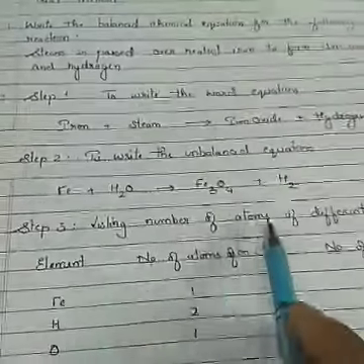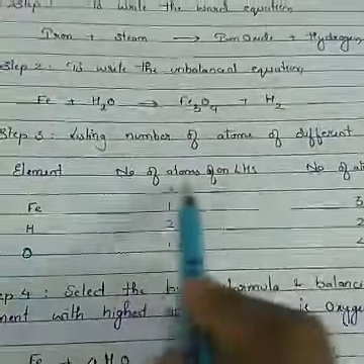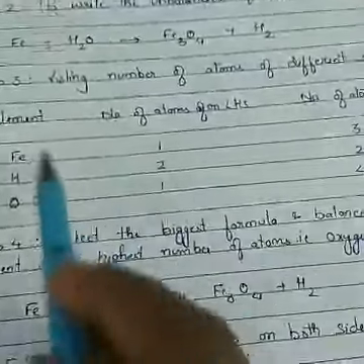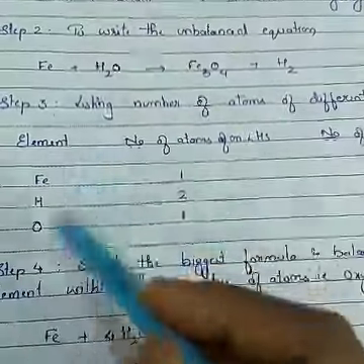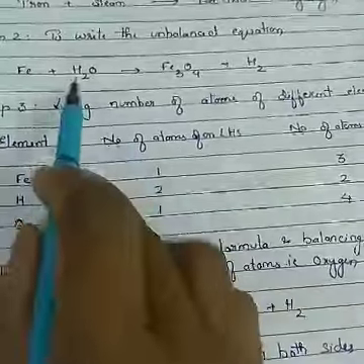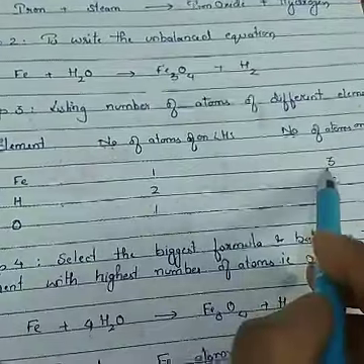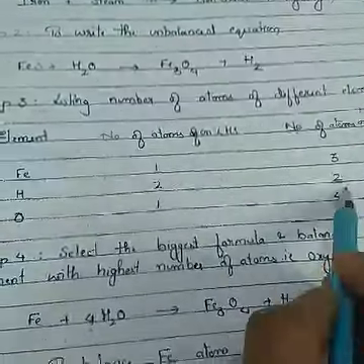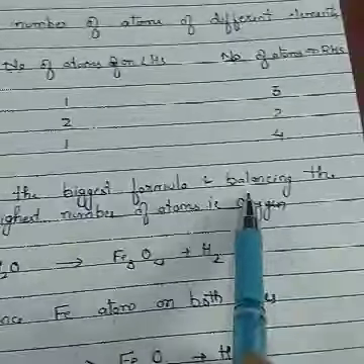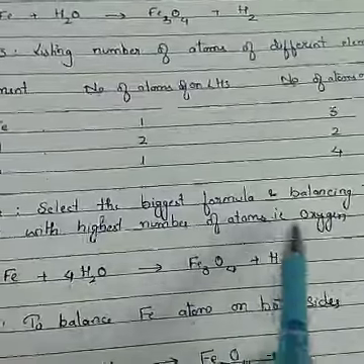Step 3. Listing the number of atoms of different elements. Write element, number of atoms on left hand side, number of atoms on right hand side. We have 3 elements: Fe, H and O. On the left hand side, iron 1, hydrogen 2, oxygen 1. Similarly, on the right hand side we have 3 atoms of iron, 4 oxygen and 2 hydrogens. Now step 4. Select the biggest formula and balance the element with the highest number of atoms, that is oxygen.